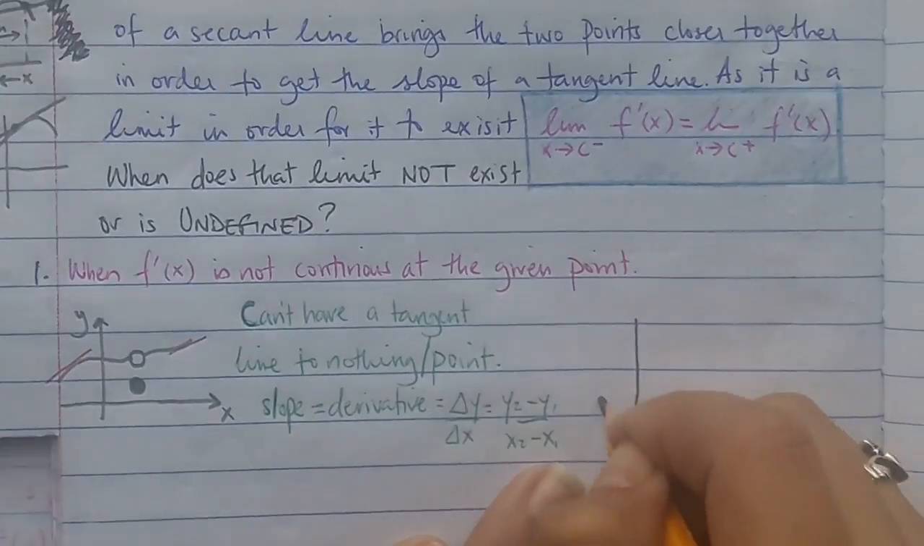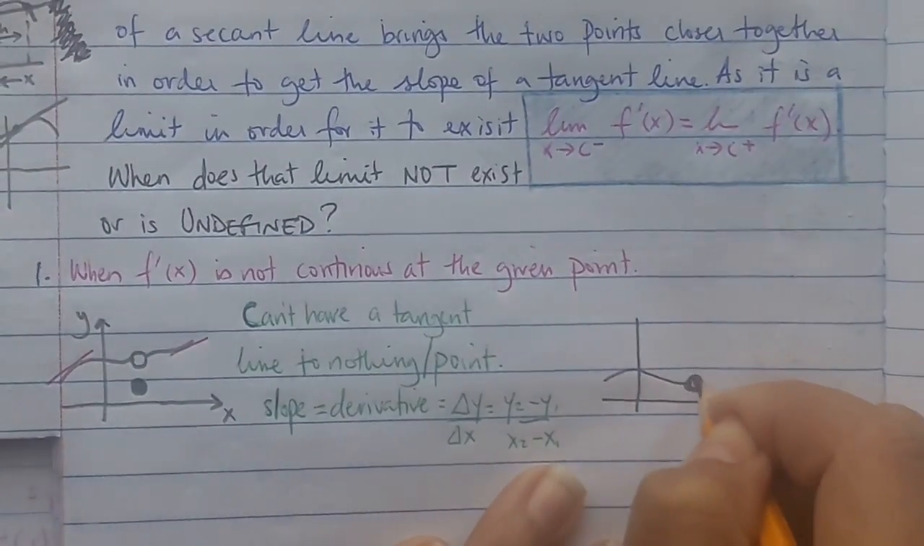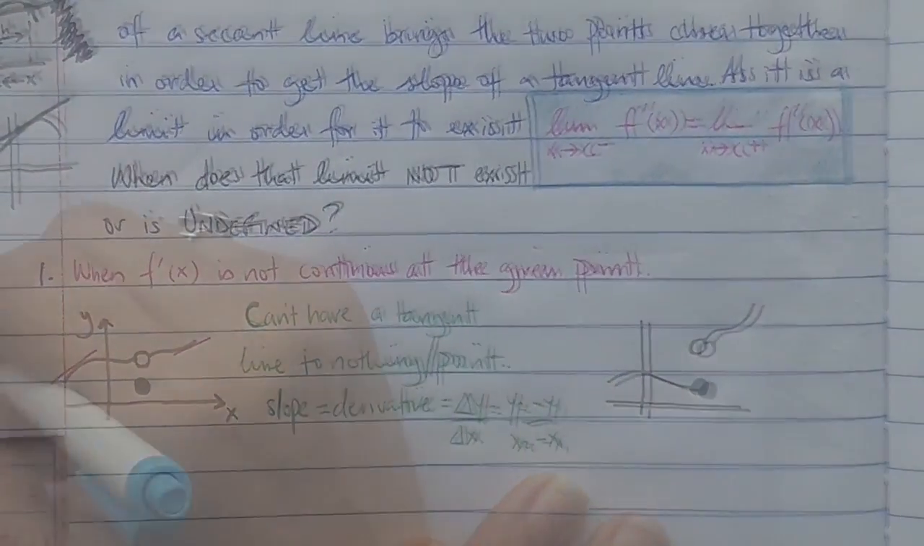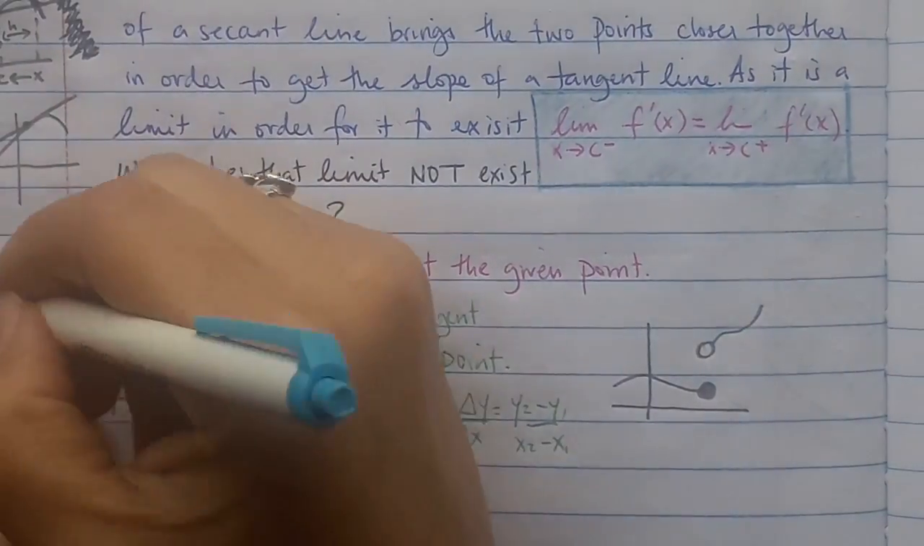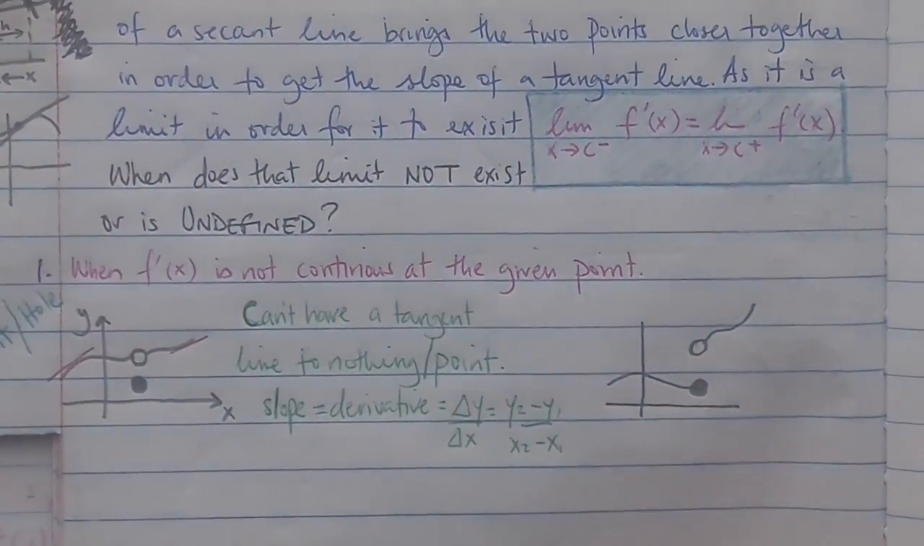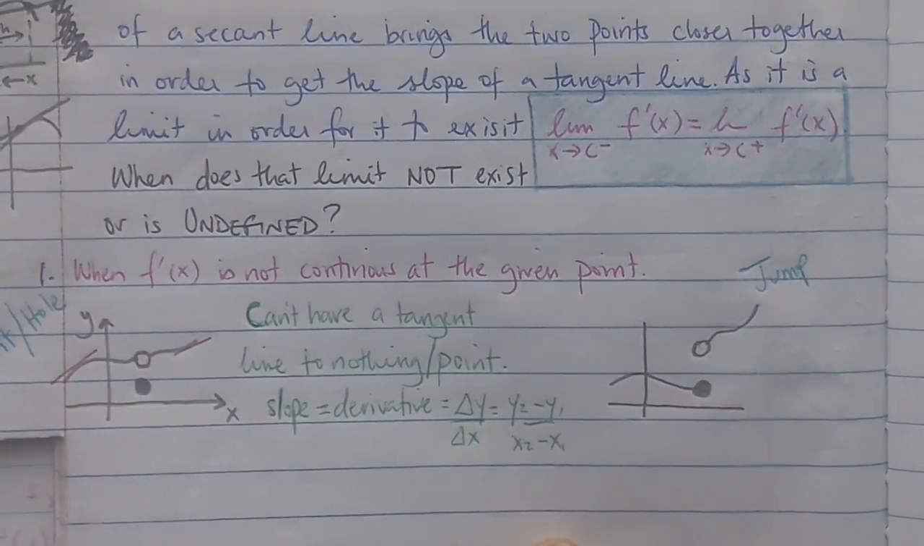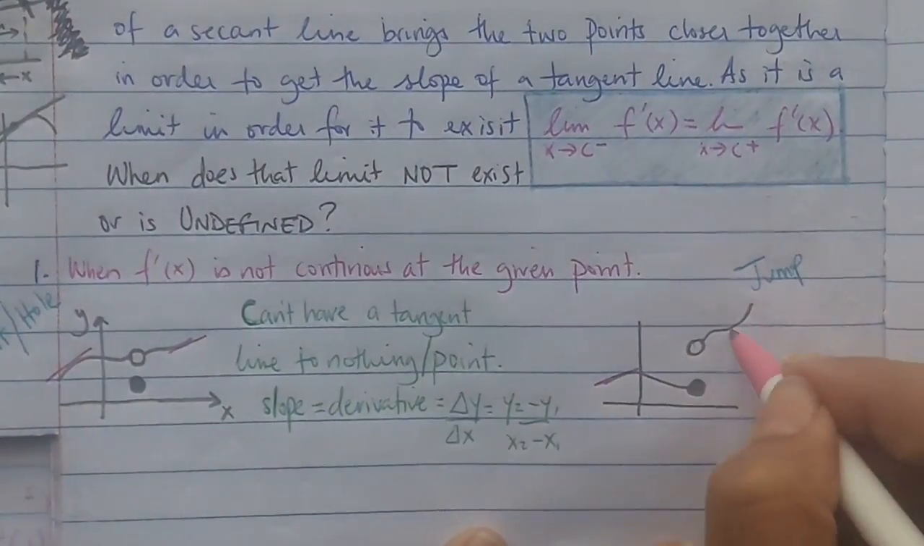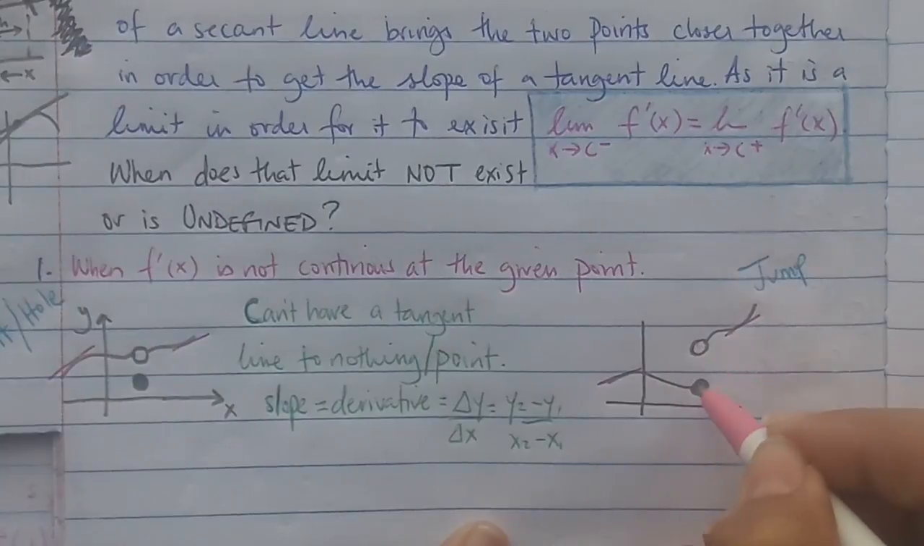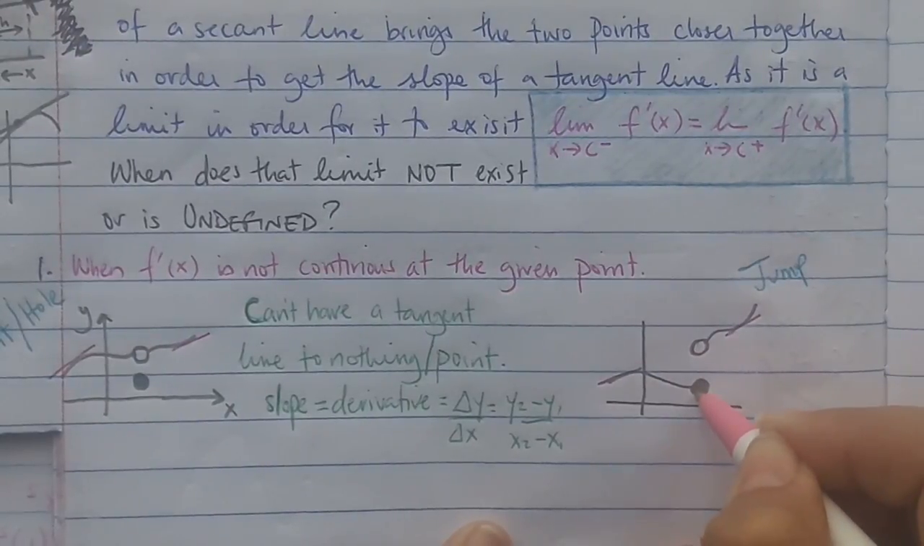Alright, let me take a look at another one. Let's say we had a jump in our function. Alright, so again, we can draw tangent lines all the way at the left to almost the end, and all the way from the right we can draw a tangent line. But what do we draw at the end points? I don't know which way the graph is going because it's at the end point.